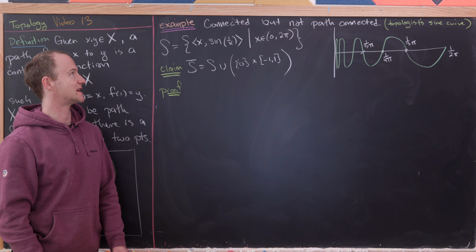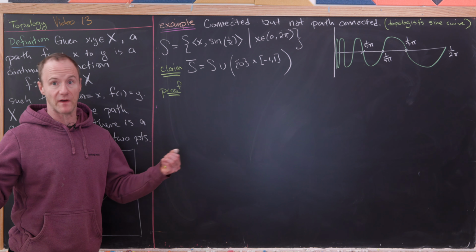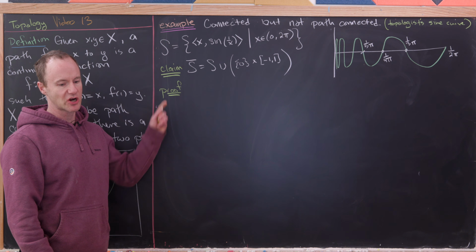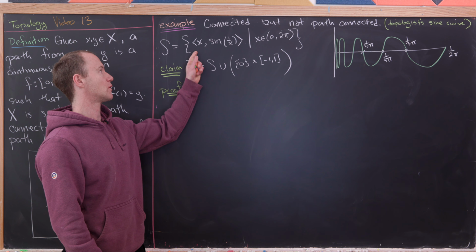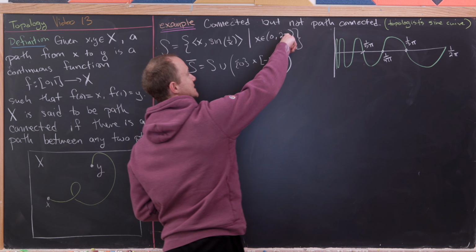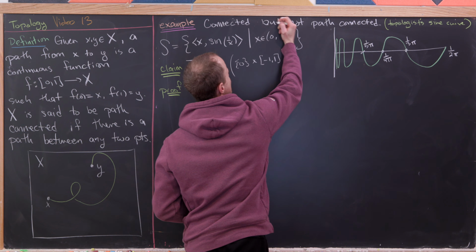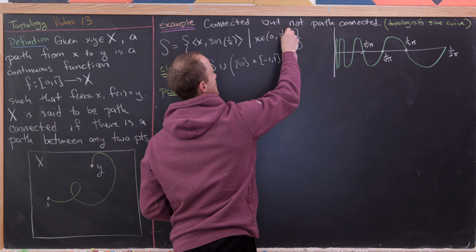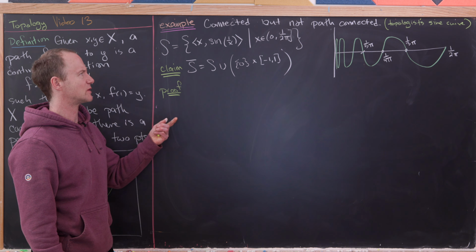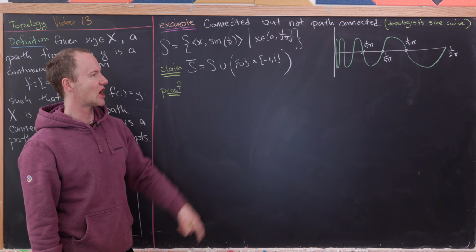For our first example of something that's connected but not path-connected, we're going to look at a really famous example, and that's the topologist's sine curve. We're going to start with this set S, which is all ordered pairs (x, sine of 1 over x), as x ranges from 0 to 1 over 2 pi. Notice that x cannot be equal to 0 because we'd get a 0 in the denominator. Then let's sketch out what we have.